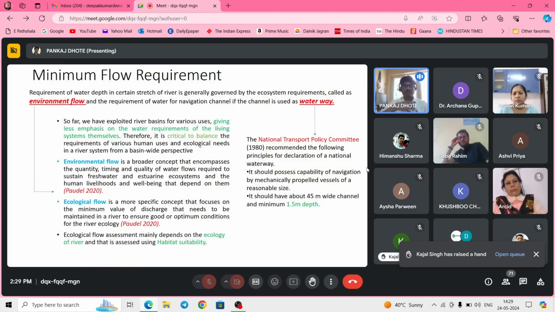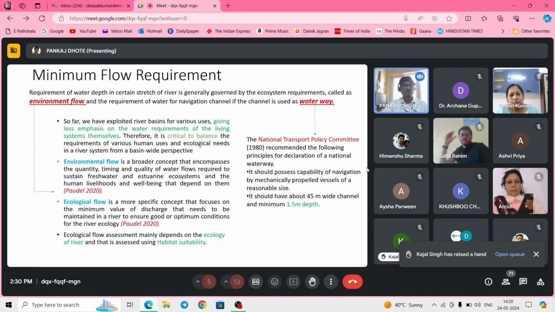Now next one is, first we talked about the flood extent, then water quality, and now the third important parameter that we can address using the combination of different softwares and the satellite data is the minimum flow requirement. So when I started the lecture, I was talking that there has to be the minimum flow to maintain the ecosystem of the river.